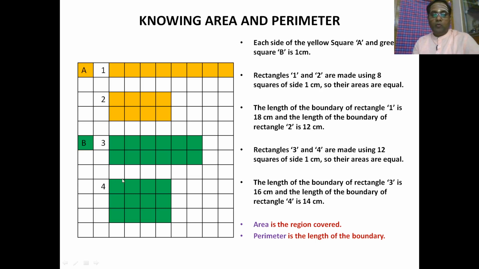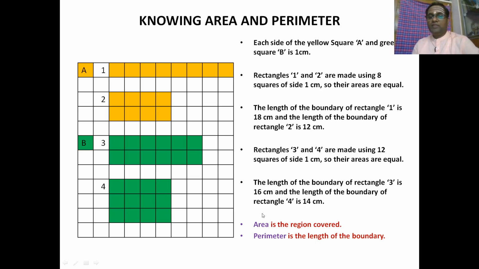Here 1, 2, 3, 4. 4 2s are 8, plus 1, 2, 3. 3 2s are 6. So 6 plus 8 makes 14. So the perimeter is 4 plus 3 plus 4 plus 3. That total makes 14 centimeters.